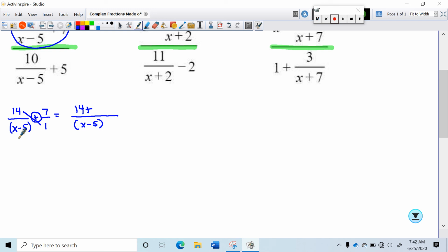Now this 7 has to go with everything. So 7 times x is 7x. And 7 times negative 5 is negative 35. Okay. So I know what 14 take away 35 is. I can go ahead and do that. So 14 take away 35 is a negative 21. And then I've got my plus 7x here over x minus 5.